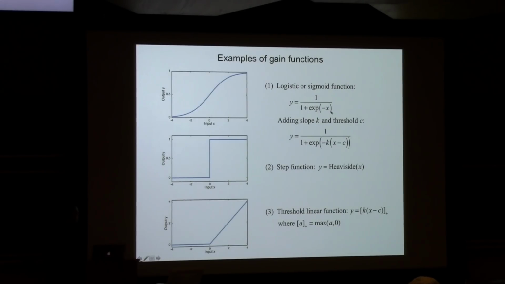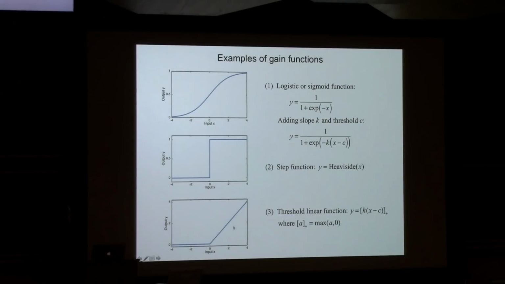If x is negative, the exponential becomes very large, so y becomes zero. So this goes from zero to one; it's a monotonically increasing function. You can add a k to change the slope, and you can add a number like c to shift it left or right. The extreme case is a step function, like a Heaviside function, which is related to this function by taking the slope to infinity.